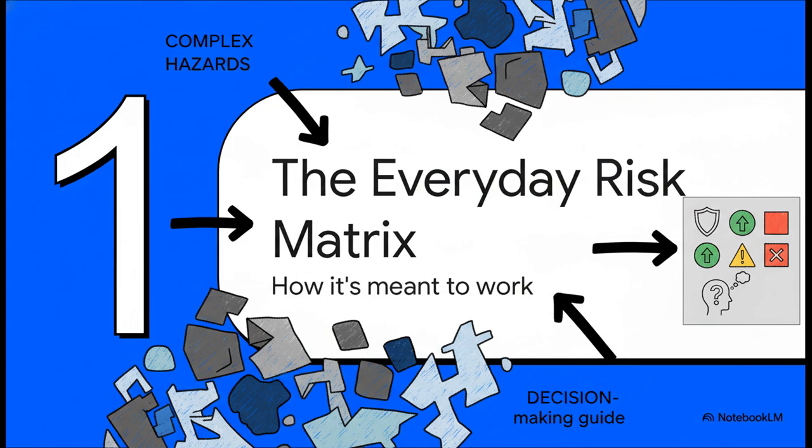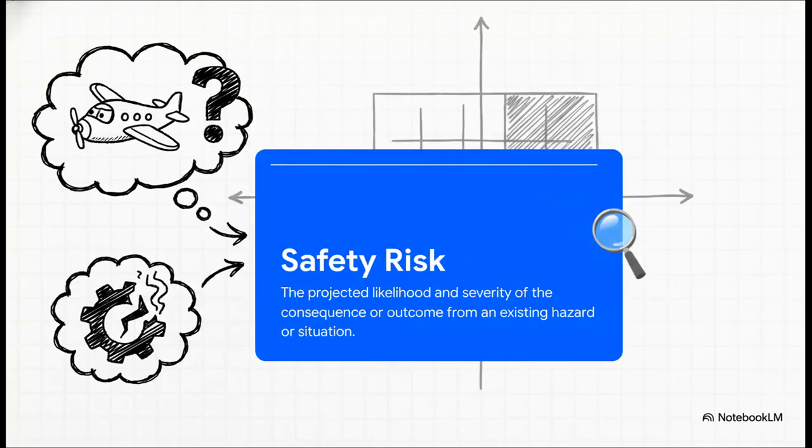All right, so first things first, let's unpack the appeal. How is this thing actually supposed to work? The whole idea is to take these messy, complicated, scary hazards and somehow funnel them into a simple, visual guide that helps us make really tough decisions. At its heart, it's all about figuring out what they call safety risk. The International Civil Aviation Organization, the ICAO, define it as a mix of two really basic questions. First, how likely is it that something bad will happen? And second, just how bad will it be if it does?